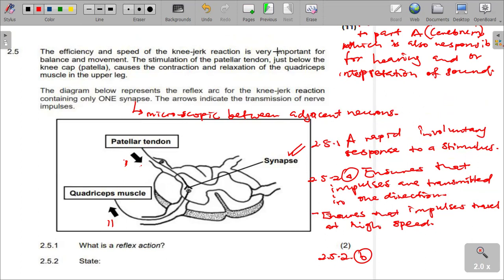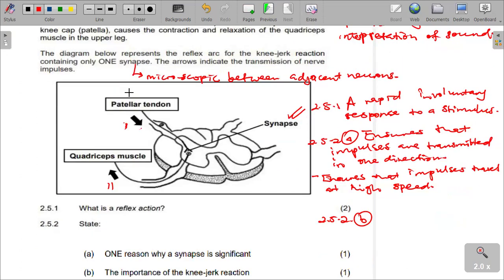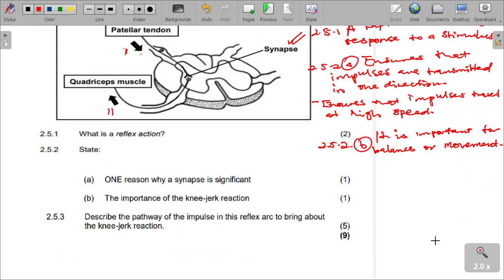As you can see, it is given in our scenario that it is important for balance and movement. So it is important for balancing or movement. That is the importance of the knee-jerk reaction.